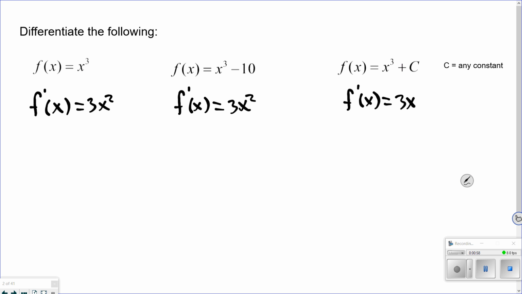Take the derivative here. 3x squared, it says c is a constant. Well, the derivative of a constant is 0, so you get the same thing. So the point we're trying to make here is that it doesn't matter if you have a constant on the end when you take a derivative, because the constant's going to go away. Well, that's important because, like I just talked about, we're going to be finding the antiderivative or the integral.